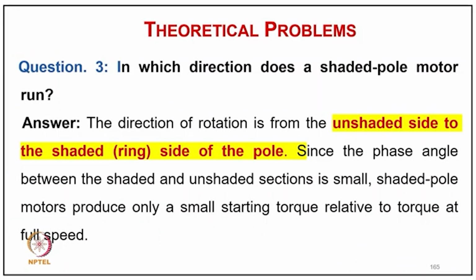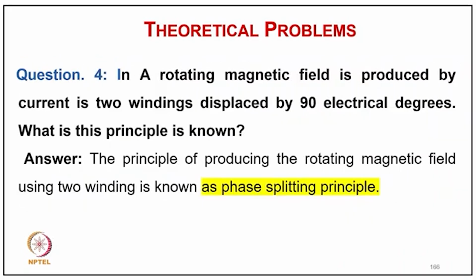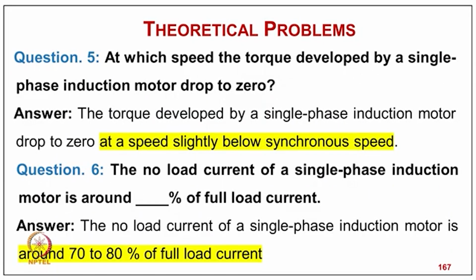not both. In which direction does the shaded pole motor run? The direction of rotation is from the unshaded to the shaded portion of the motor. Since the phase angle between the shaded and unshaded portions is small, the shaded pole motor produces only a small starting torque relative to the torque at full load. Question 4: a rotating magnetic field is produced by the current in two windings displaced by 90 degrees. What is this principle known as? The principle of producing the rotating magnetic field using two windings is known as phase splitting.